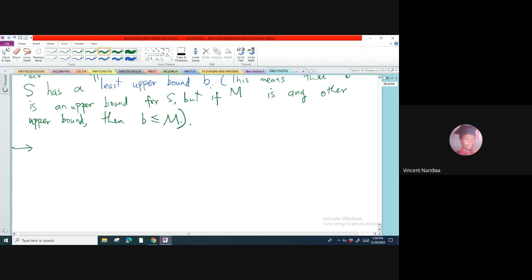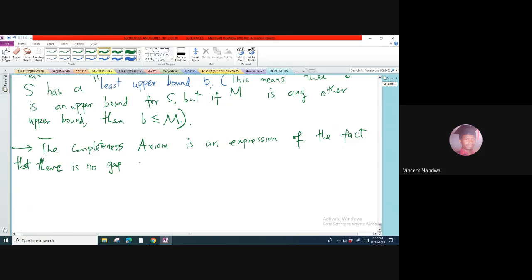So maybe just from a layman's point of view, you can say the completeness axiom is an expression of the fact that there is no gap or hole in the real number line.